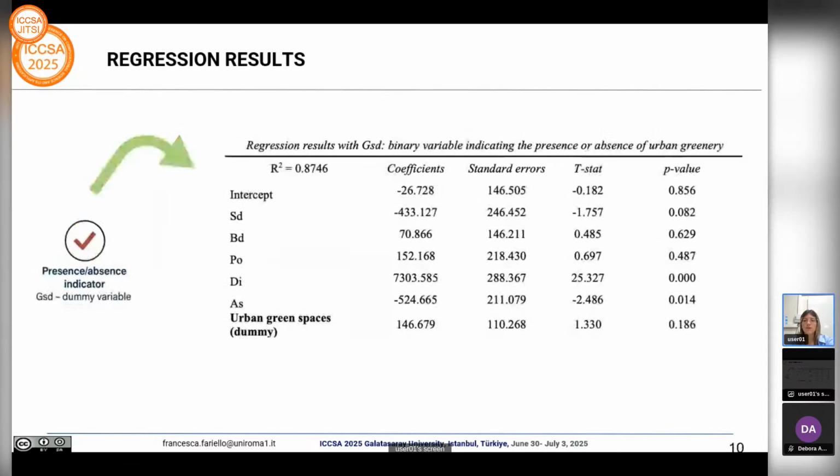In the third model, we use an even simpler approach, a binary variable called GSD, which only indicates whether there is or is not green in an area. This type of metric is very synthetic, but completely loses information on the amount or distribution of green. The model itself remains robust with an R-square of 0.8746, but the GSD variable is not significant. The p-value is 0.186. This tells us that the presence of green alone, without additional information, is not sufficient to explain price variations. The housing market is more sensitive to the quality and proportion of green, not simply to whether it is there or isn't there.